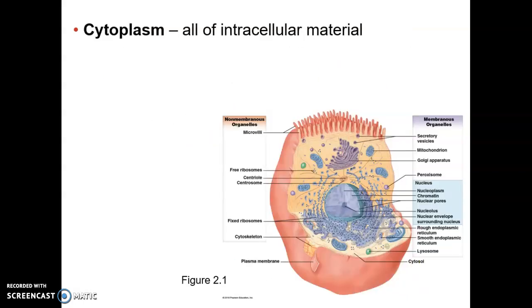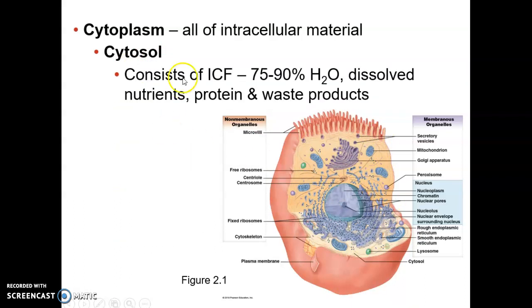The cytoplasm is all of the material inside the cell, excluding the nucleus. The cytosol is the fluid-like environment inside the cell. It consists of what's called the intracellular fluid, mostly water, with lots of dissolved nutrients like glucose and proteins and waste products within the cell. And then the organelles are the specific structures inside the cell that have specific functions.